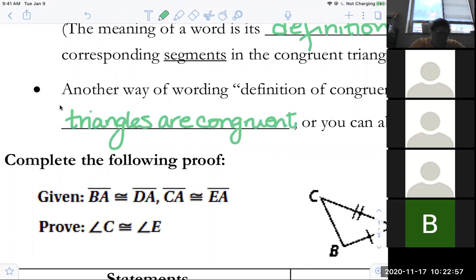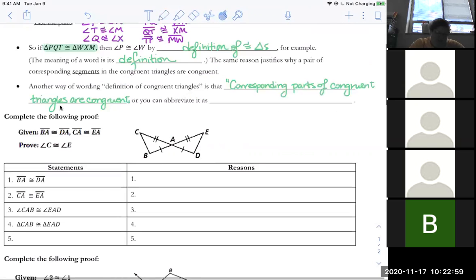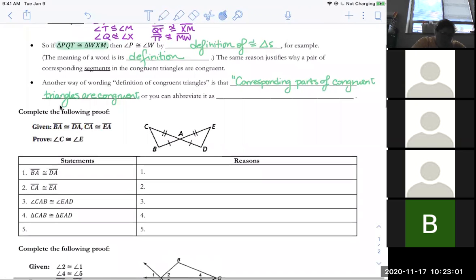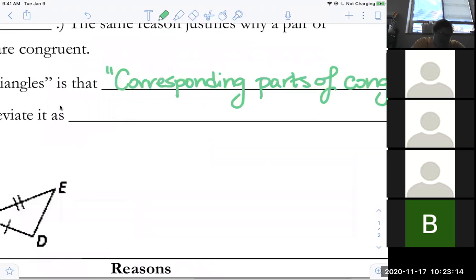Okay, the actual definition of congruent triangles is that corresponding angles and sides, or parts, of congruent triangles are congruent. Now, the way that I would like you to abbreviate it, you can say corresponding parts of congruent triangles are congruent.